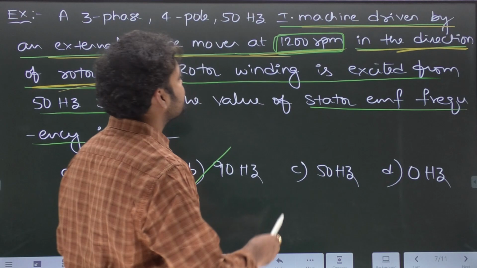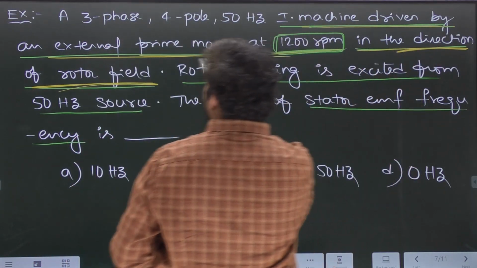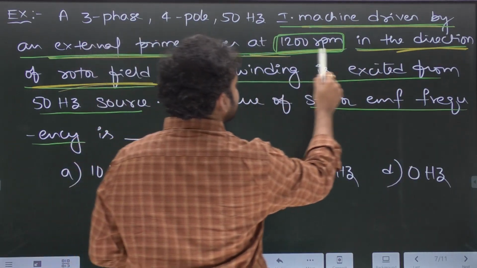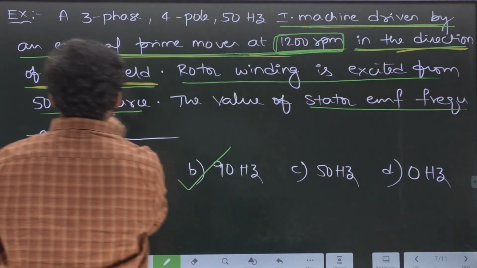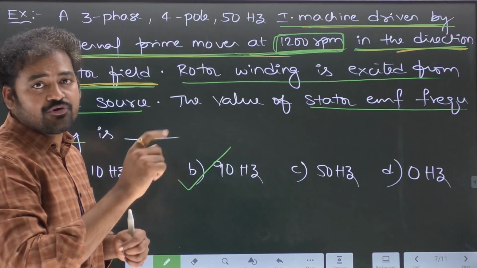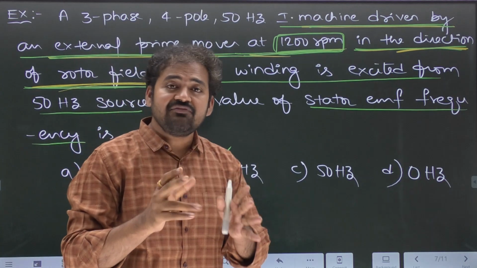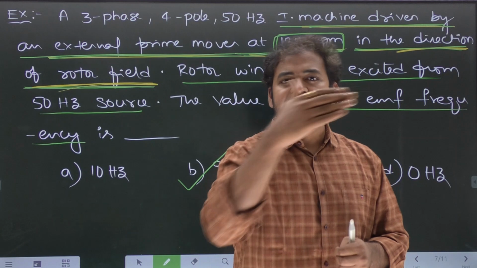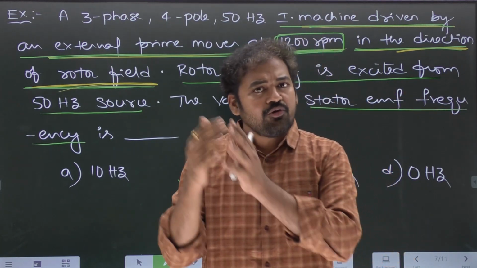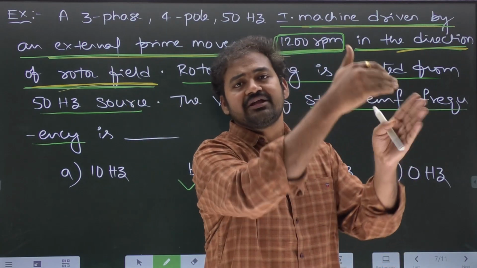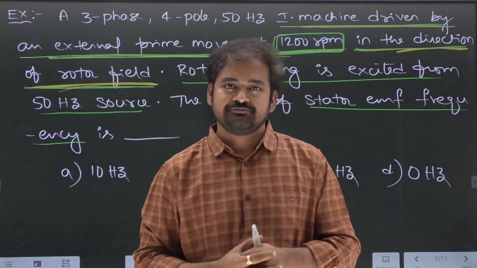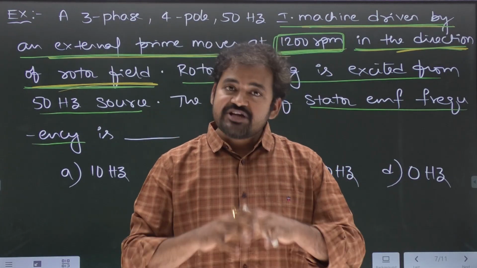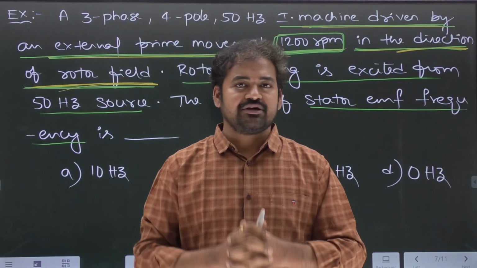Also it is very important in which direction the machine was rotating. It was clearly mentioned the machine is driven by an external prime mover at 1200 RPM in the direction of the rotor field. First of all, understand in which direction the rotor field is moving. Forward direction. As the rotor was moving in the forward direction, the rotor was driven in the direction of the rotor field, that is the forward direction. Let's take one more example so that it will be more clear.